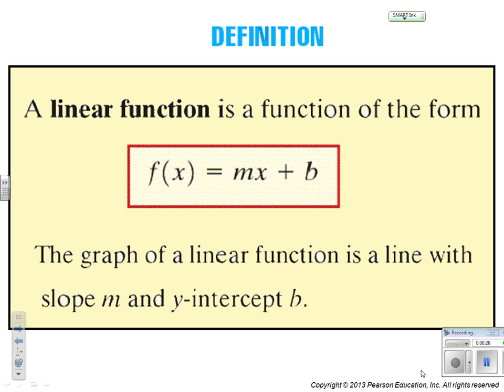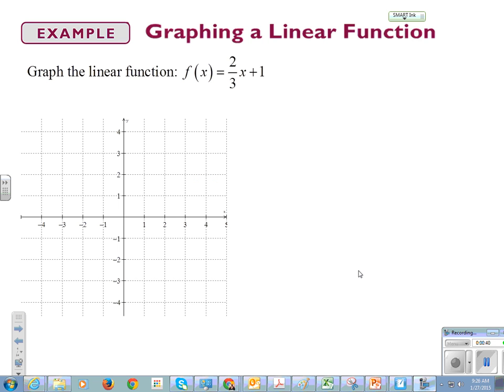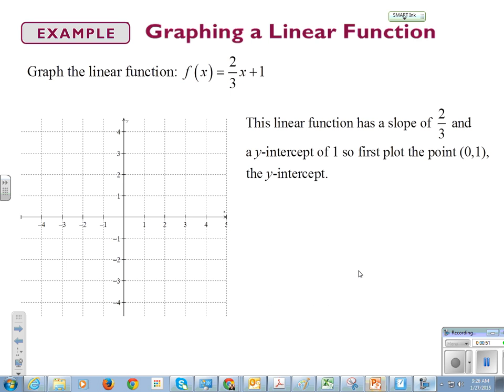There's our wonderful slope-intercept form, f of x equals mx plus b, where m is the slope and b is the y-intercept. So if we had a function f of x equals 2/3 x plus 1, we match up the m value, the slope, with the y-intercept. The slope is 2/3 and the y-intercept is 1, so we throw down the y-intercept at (0, 1).